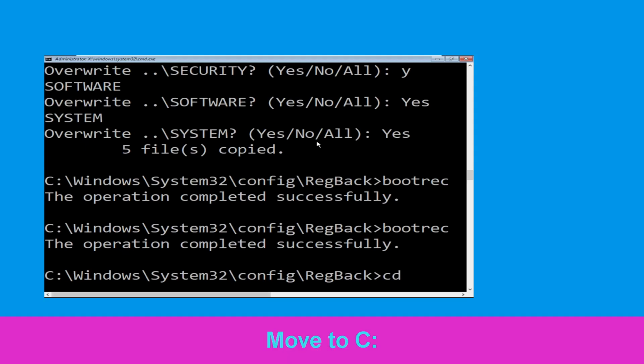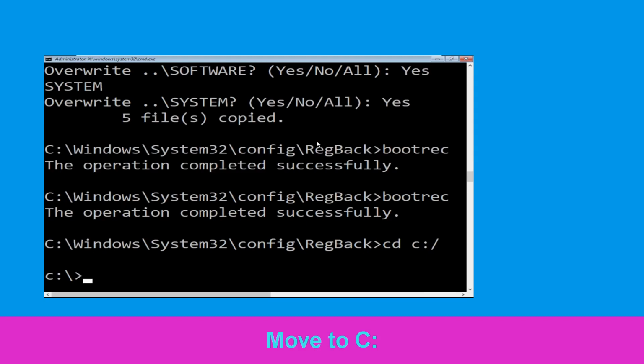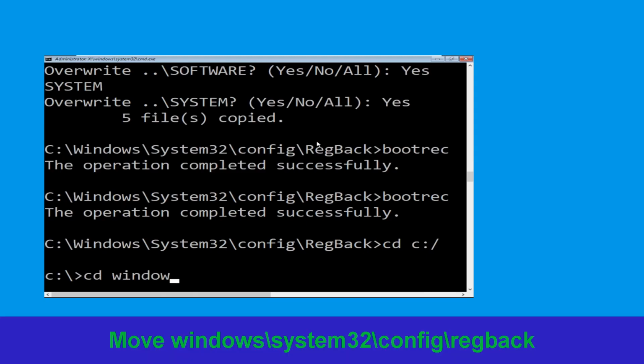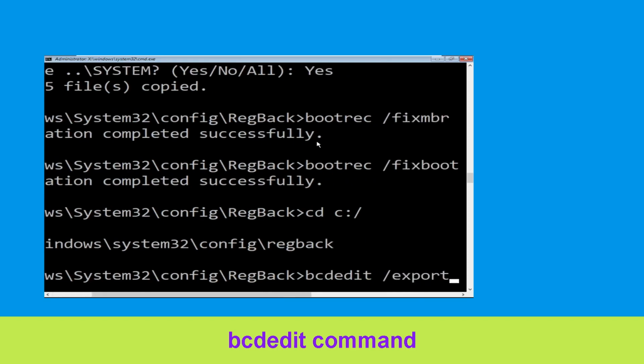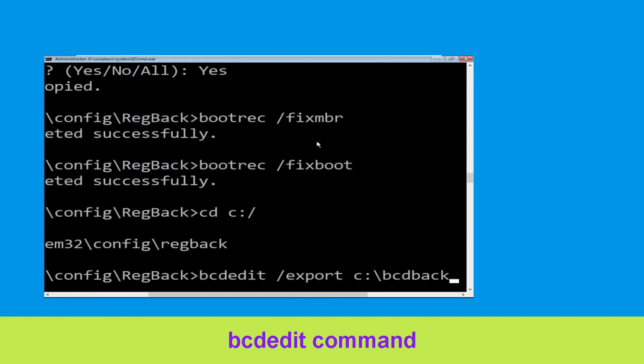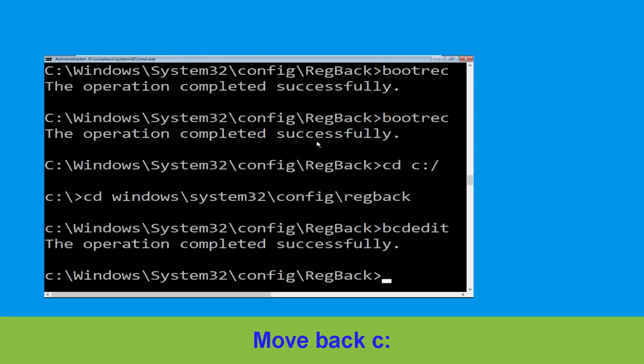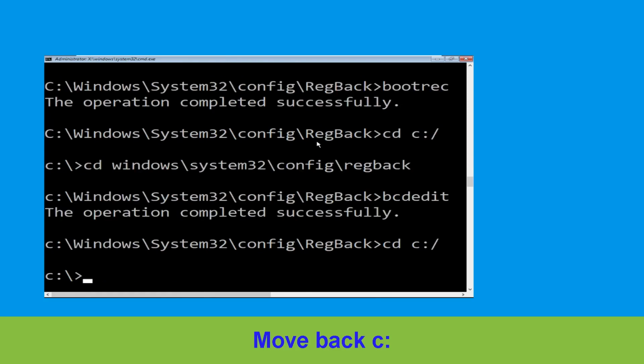Now type cd space c:/ and simply hit enter. Now type cd space Windows /system32 /config /regback and hit enter to execute. Now type this command bcd edit space /export space c:/ bcd backup and hit enter. Now type cd space c:/ and hit enter.